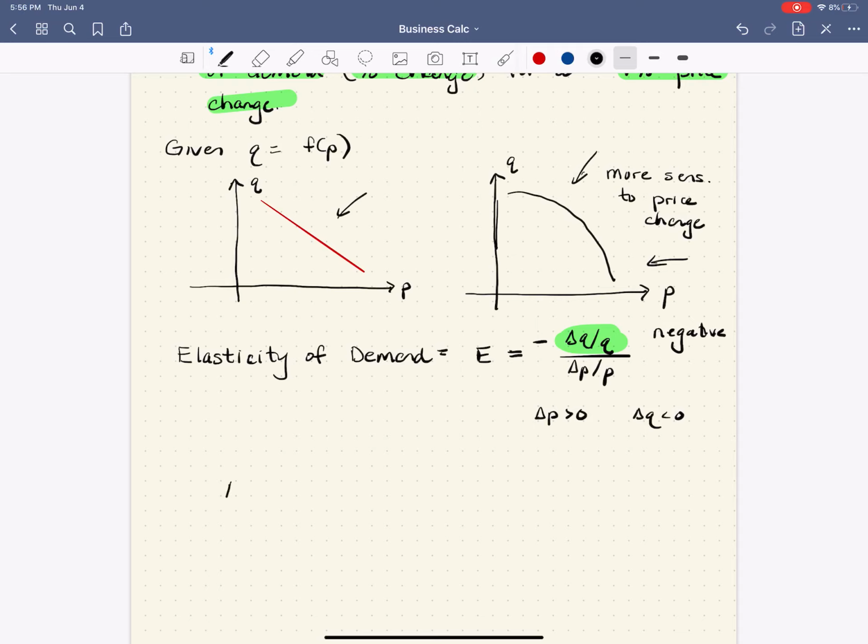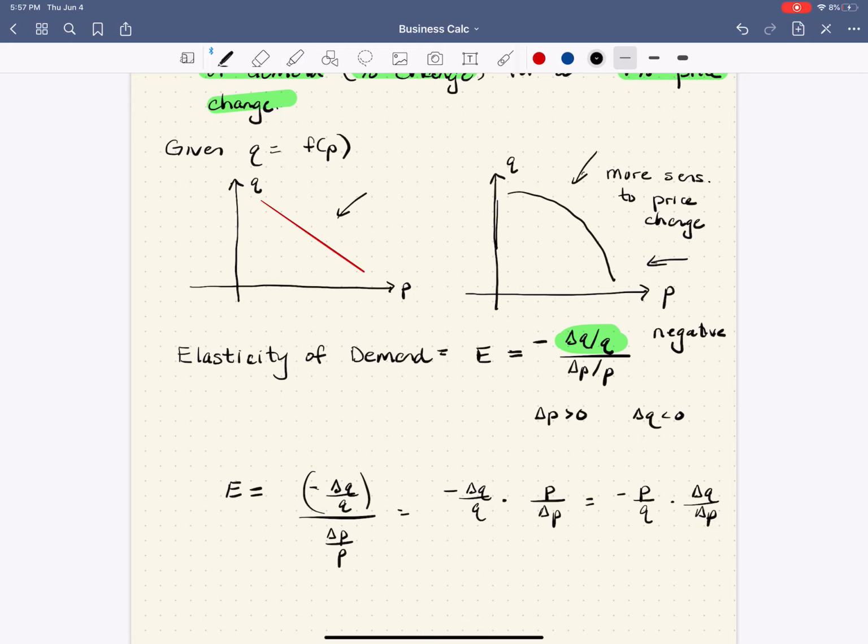So that's kind of our idea with elasticity, but I want to rework that expression to make the calculus happen. So we know that elasticity is negative delta Q over Q divided by delta P over P. Now, whenever we have a division of two fractions, we always multiply by the reciprocal of the denominator. So we have negative delta Q over Q times P over delta P. And now I'm going to rearrange it so that the deltas are together and the non-deltas are together. So we have negative P over Q times delta Q over delta P.